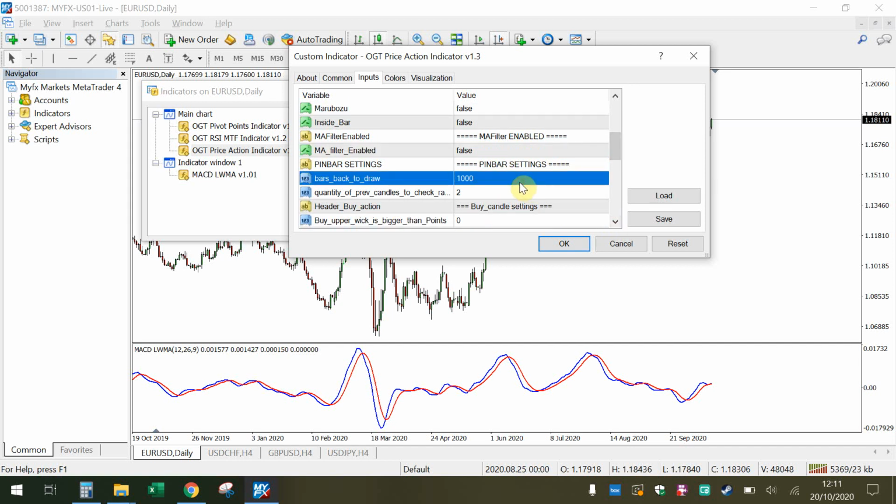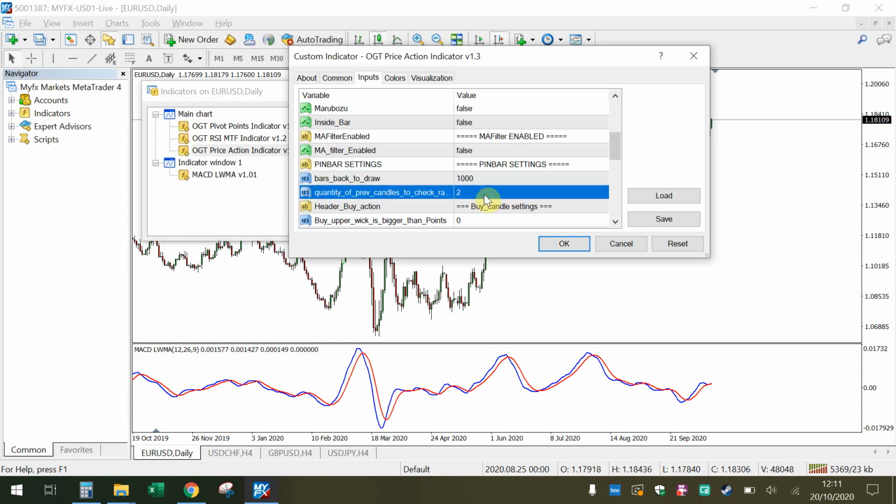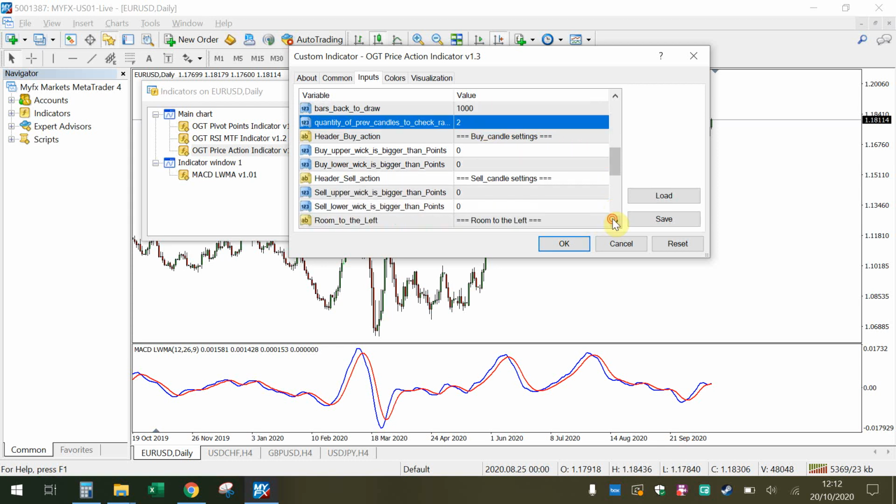Bars to draw back is default to 1,000. Again, you can set that to more if you want to do some more back testing. And then quantity of previous candles to check range. Now, one of Walter Peters' criteria is that the pin bar that is formed has to be bigger than the previous 4 candles. What I prefer in my back testing and how I like to set my input settings up is to set that to 2. So the default in the inputs is 4, but I prefer to have that at 2. And again, the bigger the candle compared to the previous, the higher the probability, but 2 seems to work fine for what I need to use it for.